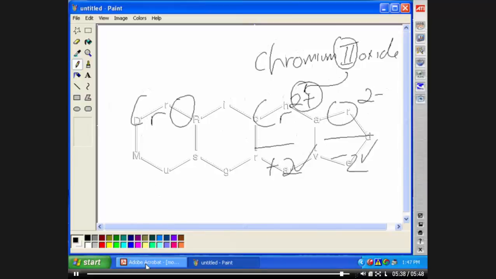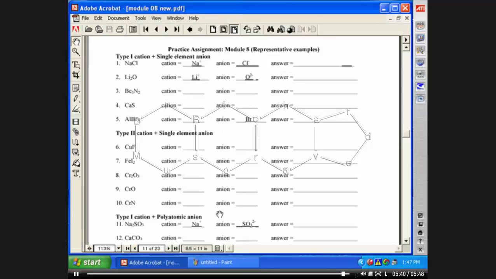Well, this concludes our discussion of type 2 cations and single element anions.